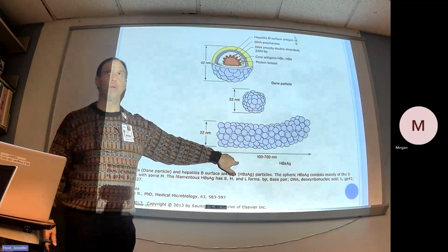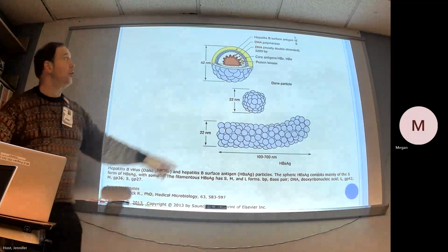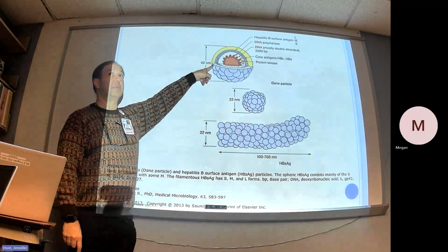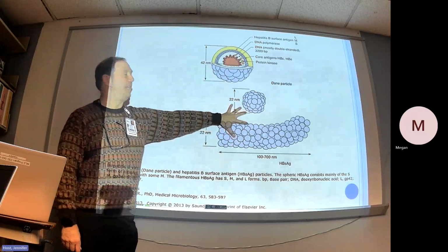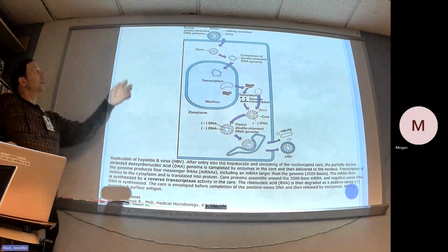I got the real protein from the heavily infected chronic carriers, non-virus that would be transmissible if it was injected, but empty particles. And that's how we got our antibody. So this is what happens.